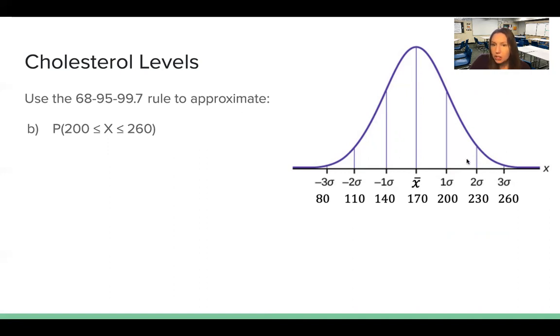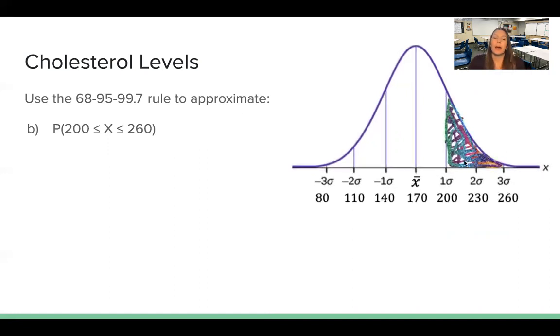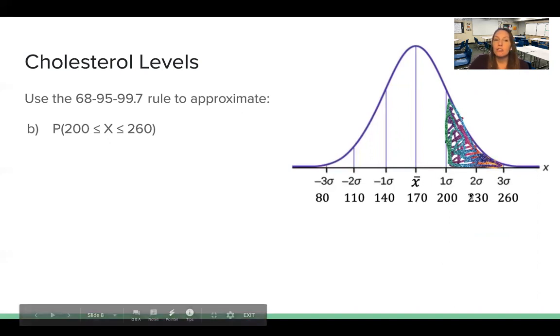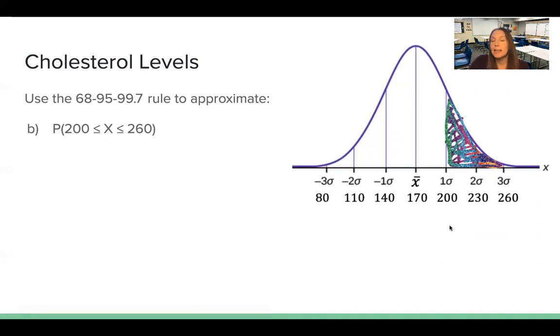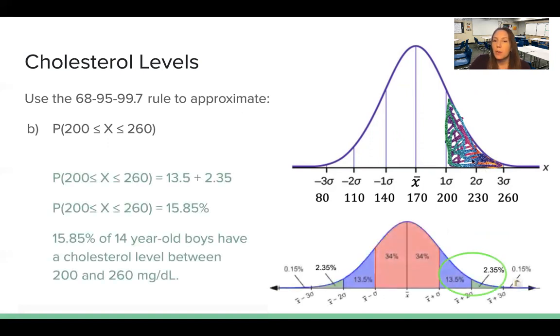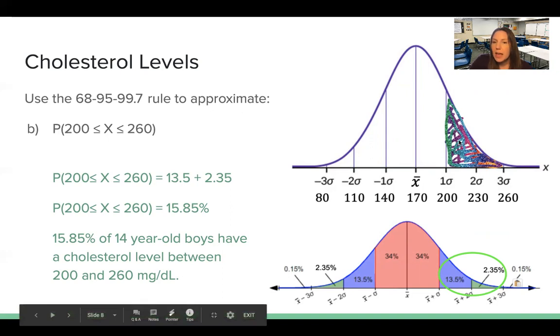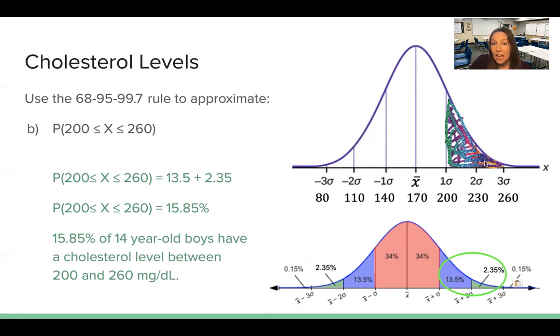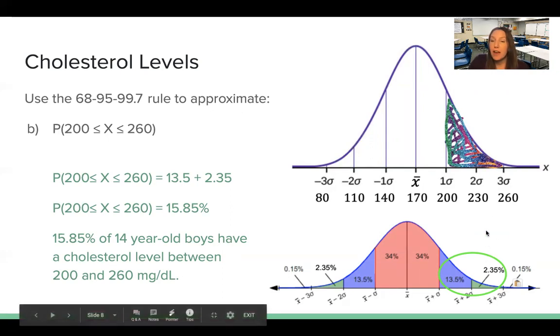So we're talking about these two areas here. So I'm going to go ahead and shade those. And now, just like before, I can find the areas of those two portions on my normal distribution. So I know that this portion here between 1 and 2 standard deviations above is 13.5%. And then I'm going to add the next area over, which is 2.35%.